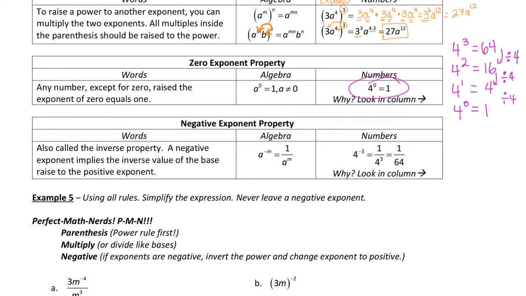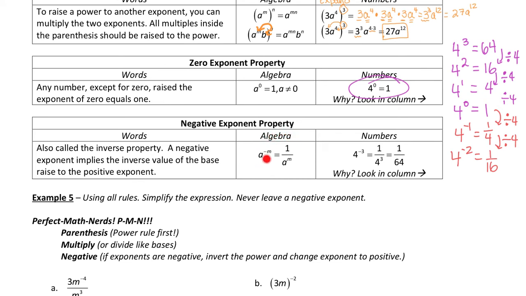Watch what happens when I continue this pattern even further. If I go to 4 to the negative 1, I can take this one, divide it by 4, and I'm going to leave it as a fraction. I'm going to get 1/4. And I can keep going. 4 to the negative 2 is going to be, if I divide by 4 one more time, I know this is tricky, it's actually going to be 1/16. And let's think about what 4 squared is. 4 squared is 16, so I'm going to keep getting multiples in my denominator now, which actually leads us to the negative exponent property.